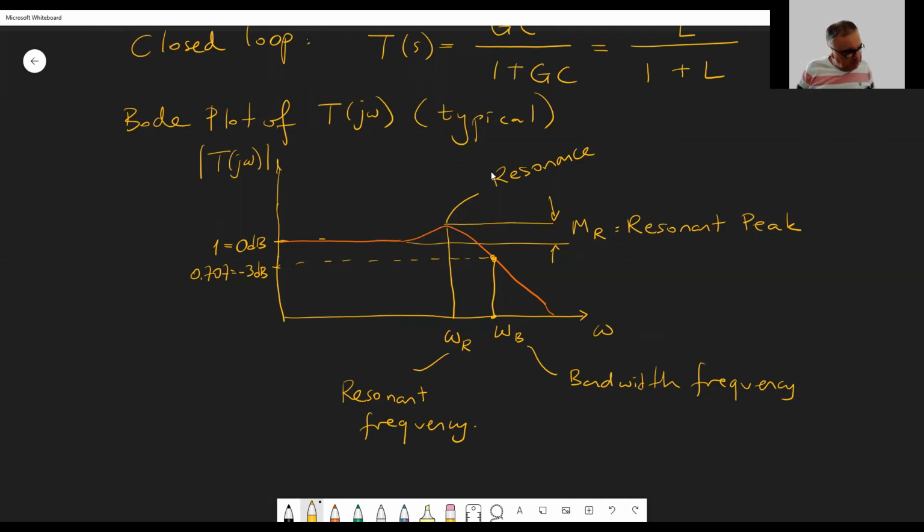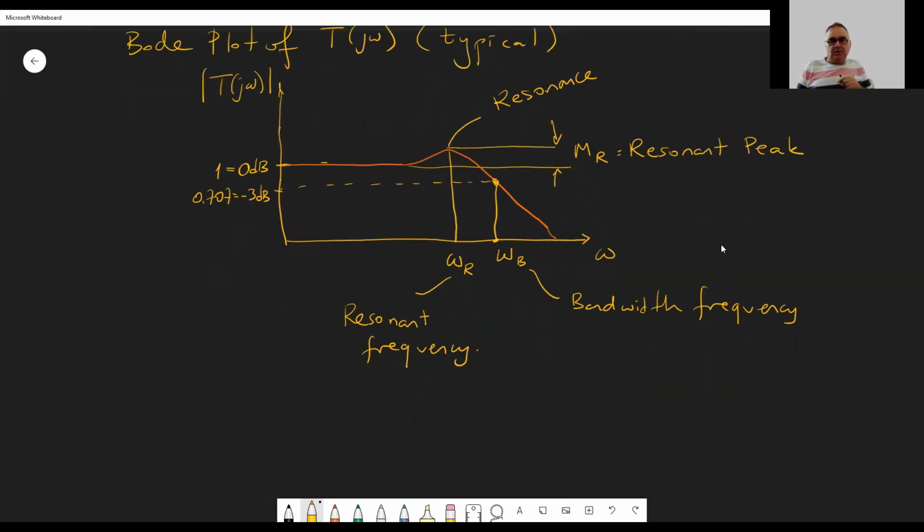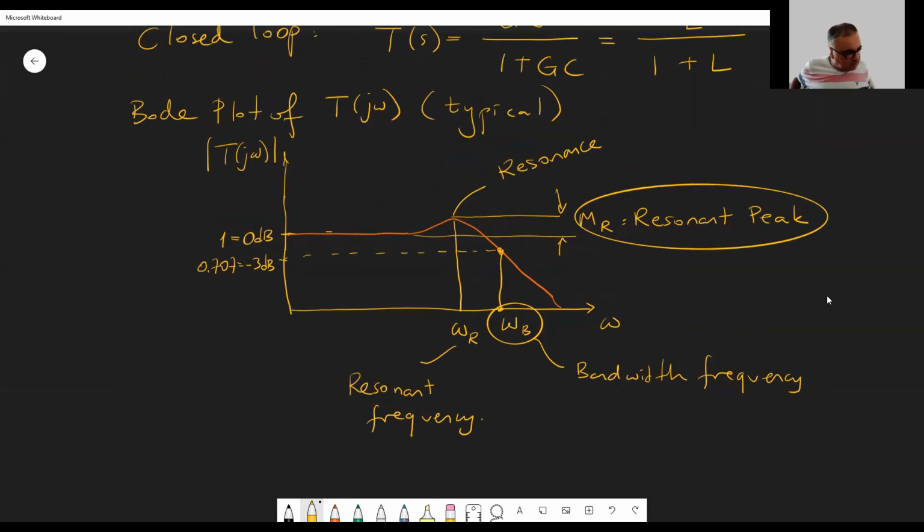Okay, so according to our design, these parameters change, the things I have defined, especially the resonant peak and the omega B, the bandwidth frequency. When we change our controller parameters, these things change and they affect the system response. Now, by the way, what does this closed loop system frequency response mean? Let's try to understand that.